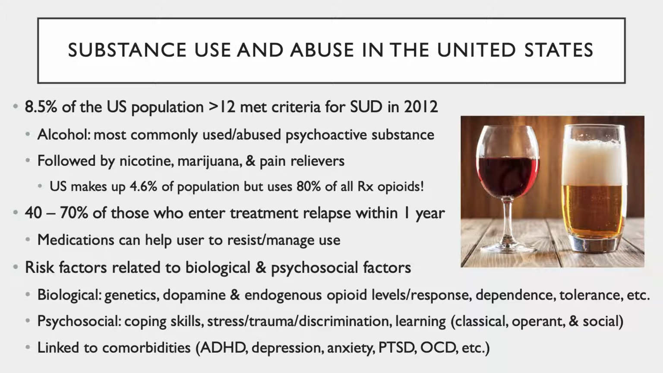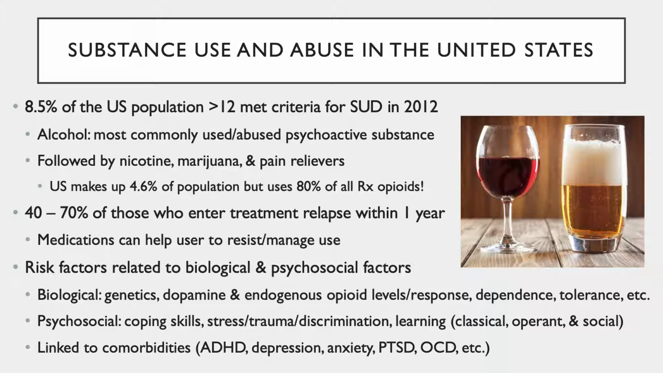A staggering statistic is that the United States makes up only 4.6% of the world population, but uses 80% of all of the world's prescription opioids. Just over 50% of Americans 12 or older reported being consumers of alcohol currently. That is 135.5 million current alcohol consumers. Nearly 25% of people aged 12 or older reported binging on alcohol in the last 30 days, and an estimated 14.9 million adults were classified as alcohol dependent.